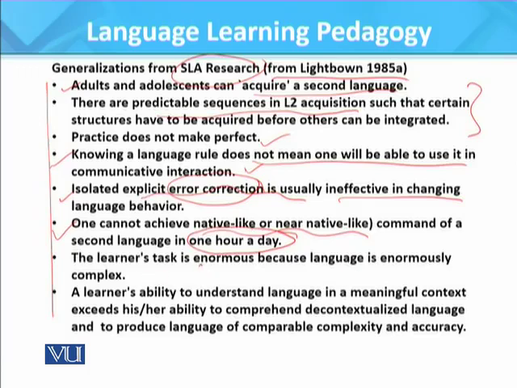The learner's task is enormous because language is enormously complex. So teachers need to see the tasks and their level, whether simpler or average, and the complexity of the task as per the proficiency level of the learners. Last but not the least, the learner's ability to understand language in a meaningful context exceeds his ability to comprehend decontextualized language and produce language of comparable complexity. So basically, meaningful context is what is going to enhance the learner's ability to understand language for communication purposes.